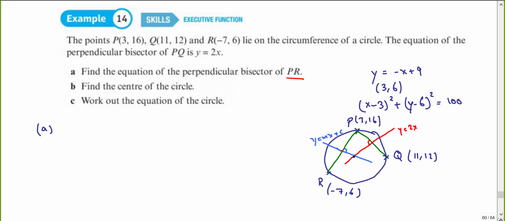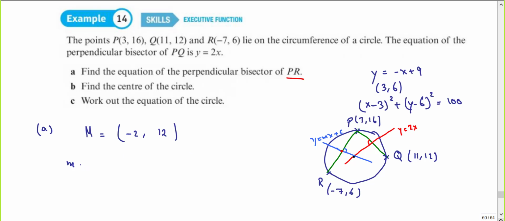How would you get this point here? Same way we did the last one. This point is the midpoint of R and P, PR. So this could be a midpoint. Formula for M. That would be -7 plus 3, that's -4 over 2, and 16 and 6, that's 24 over 2, that's 12. You have the midpoint, okay, get the gradient.